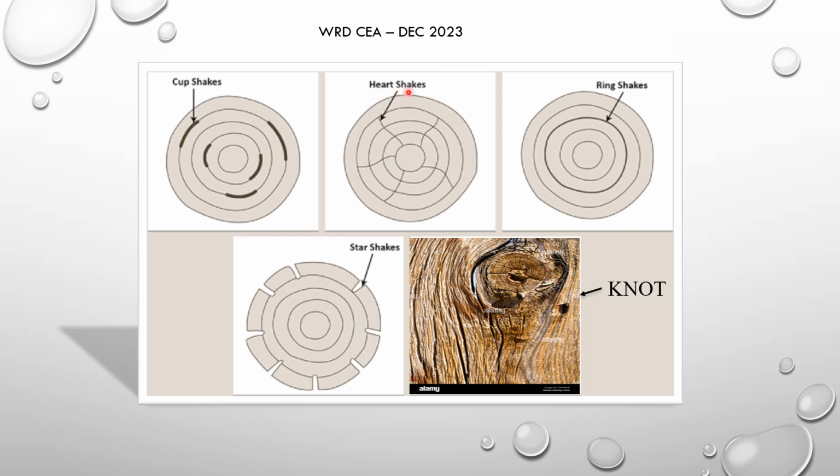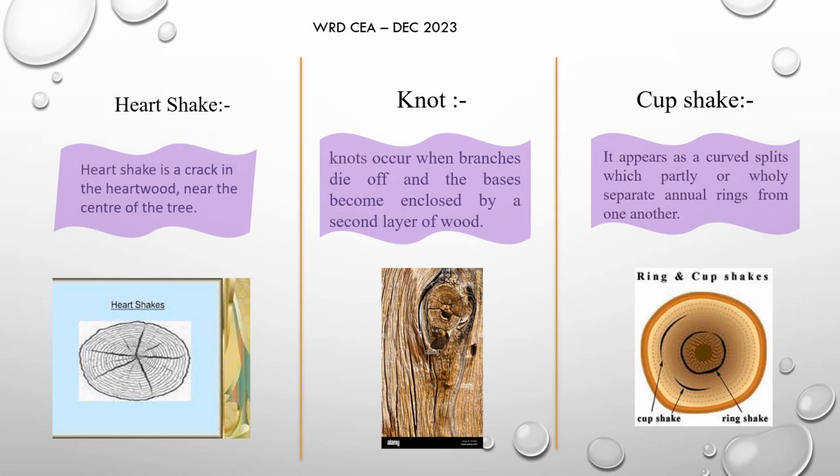Then next is heart shakes. Heart shakes are opposite to the star shake. In the case of star shakes, the cracks are formed from the outer part to the inner part, but in the case of heart shakes, the cracks are formed from the inner side to the outer side. Then next is knot. A knot is a defect formed in timber due to the cut off or die off of a branch from the timber or a tree. Then this is the theoretical part related to heart shake, knot and cup shake. You can go through this.